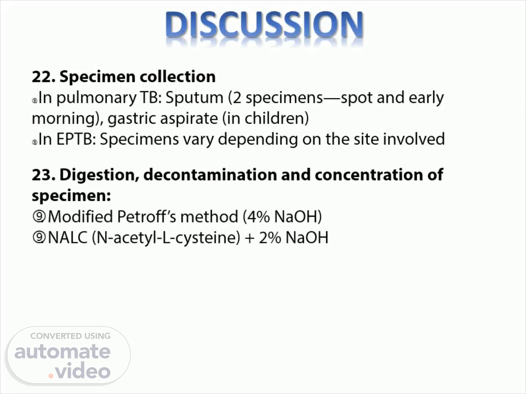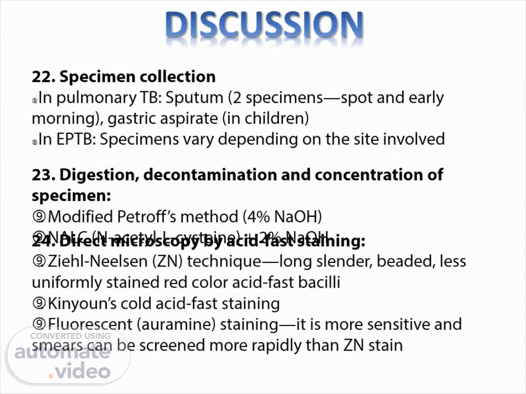Procedure for specimen collection. In pulmonary tuberculosis: sputum, 2 specimens, spot and early morning; gastric aspirate in children. In extrapulmonary tuberculosis, specimens vary depending on the site involved. Next question. Sputum concentration methods. Modified Petroff's method, 4% NaOH. NALC, N-acetyl L-cysteine, plus 2% NaOH.